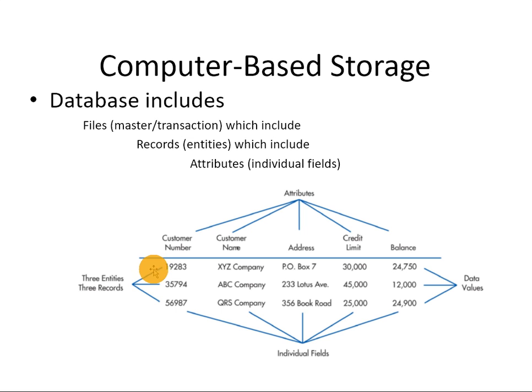And to put a record, we also have to put information in for each attribute, and we call these individual fields. And each field has a value, right? For this field we have a value. For this field we have a value. These are data values. All right, so this is the basic format of a database.